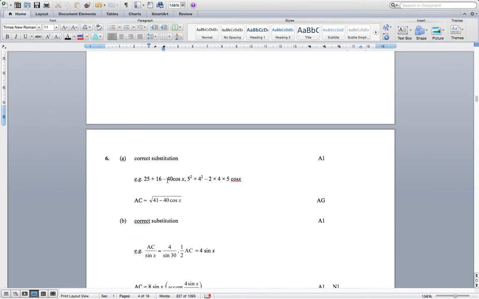Let's look at the mark scheme. Yeah. So 5 square plus 4 square minus 2 times 5 times 4 cos x. Okay, that is AC square. So you get this expression. I'm not going to explain this.